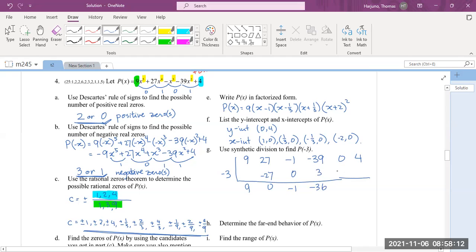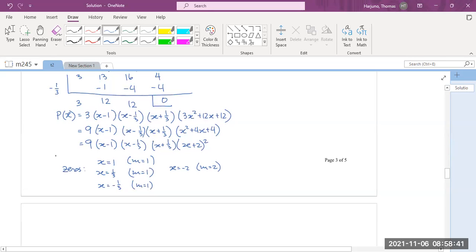This is 9, -27, 0, 0, -1, 3, -36. This is +108. This is -324. So this is -320. So P(-3) is equal to -320. You know what? I want to box that final answer here.